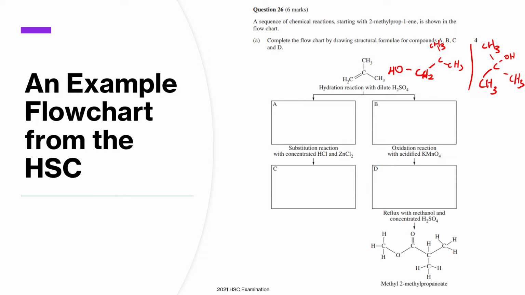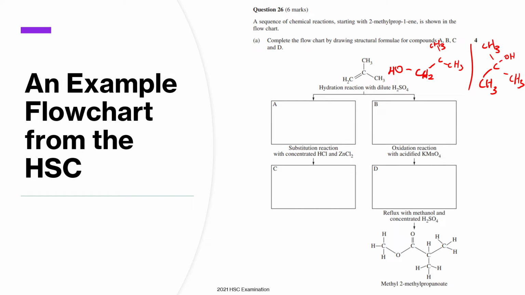If we look at B though, what we see is that B produces D through an oxidation reaction with acidified potassium permanganate. Now we know that oxidation reactions can happen for primary and secondary alcohols. However, they end up producing completely different products. For a primary alcohol, it will produce an aldehyde first, followed by a carboxylic acid if further reaction is allowed. For a secondary alcohol, we know that if it's oxidized, it will end up producing a ketone.